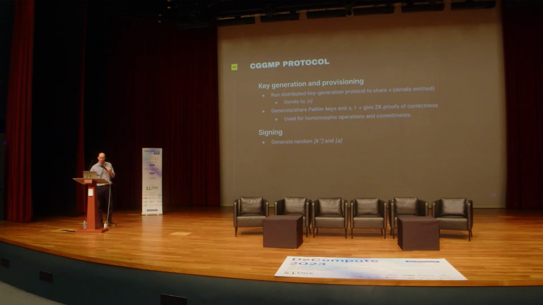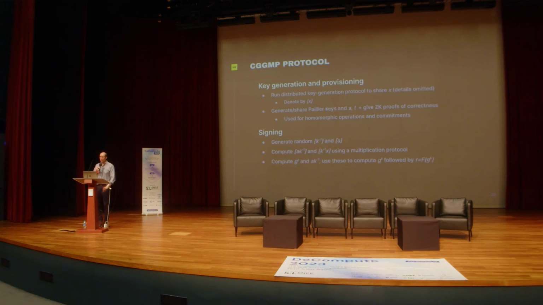And then the signing itself basically runs something like the following, again at a very high level. The parties are going to collectively generate shares of a random value K inverse and a random value A. They're going to use some multiplication protocol, which is done using the PIA encryption, but I'm not going to give the details, to compute shares of the products A times K inverse, and K inverse times X.